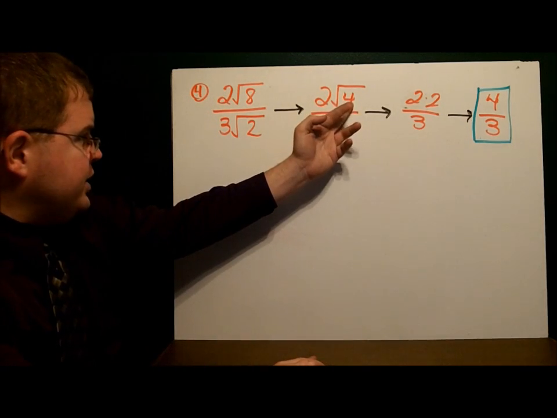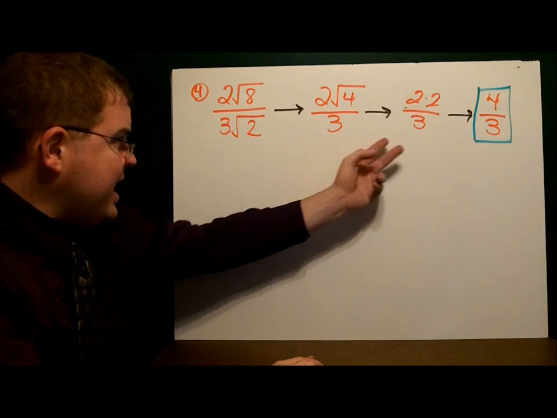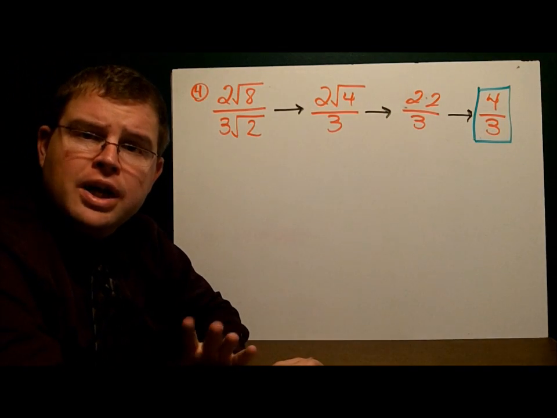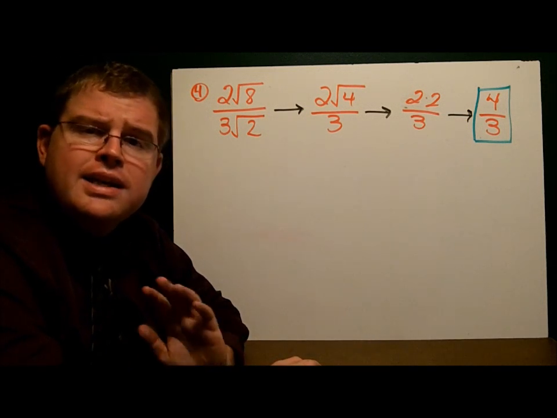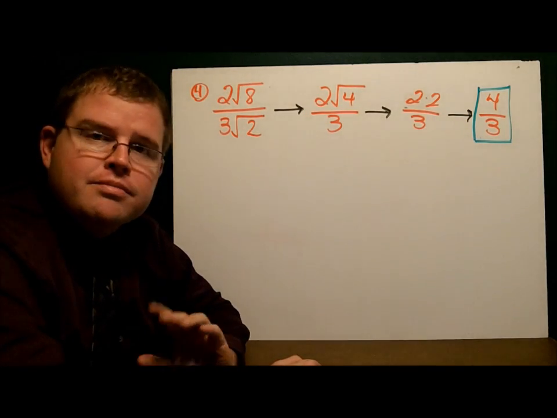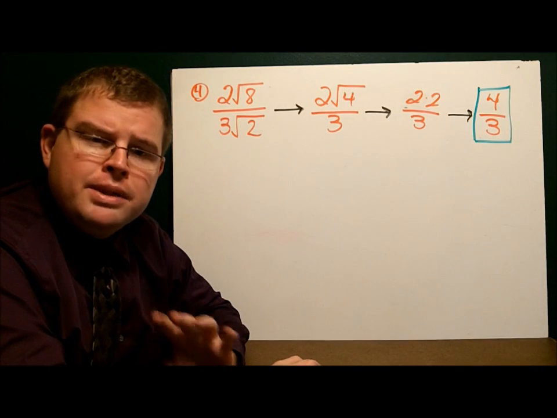Square root of 4 is 2, so I have 2 times 2, which is 4, and I have my 3 in the denominator. So the lesson here is always try plain old division first. It might take care of your problem. If it doesn't, then you may have to rationalize. Please pause the video here and try the next few examples.